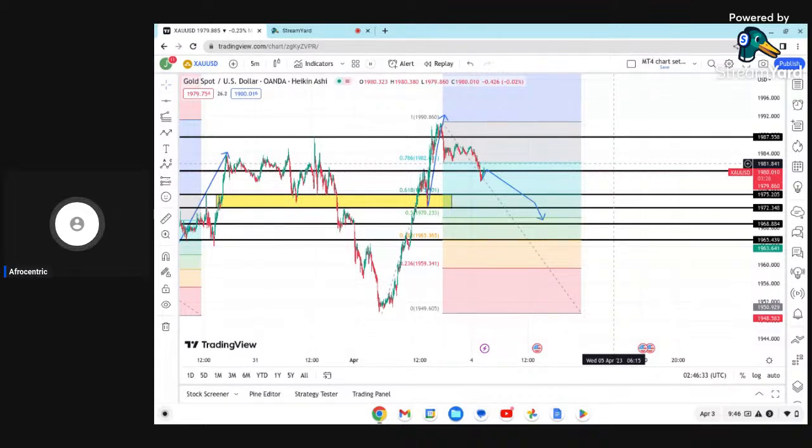Now, if you get a really impulsive drop on gold or something like that, that's how you know the other currency pairs are dropping pretty crazy, or at least getting ready to.